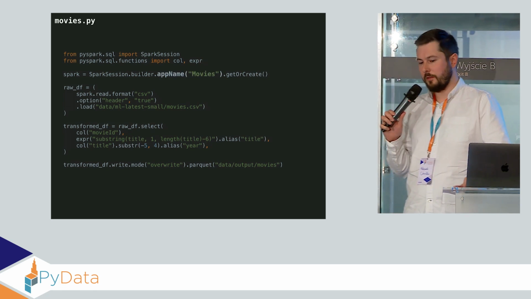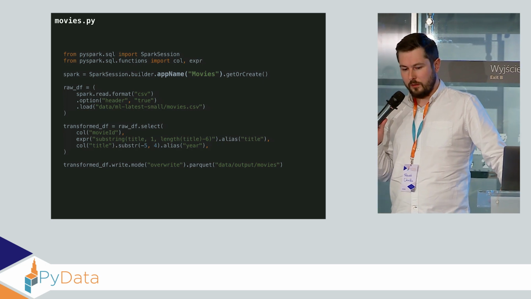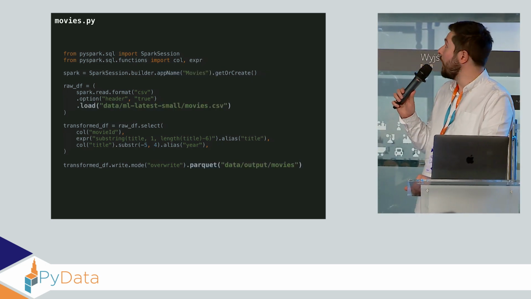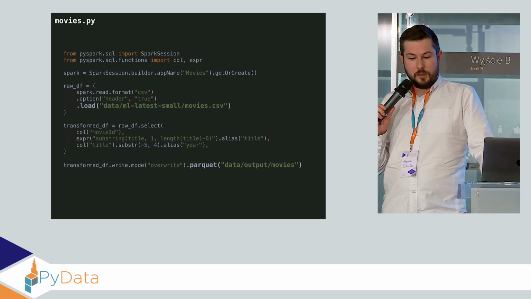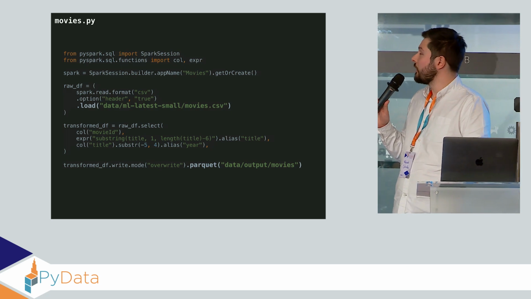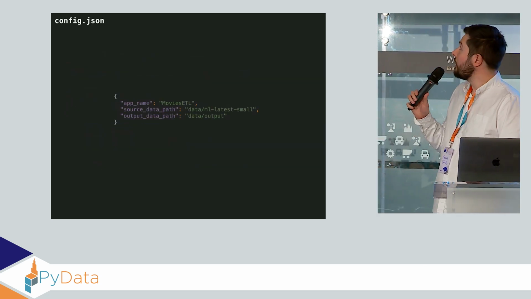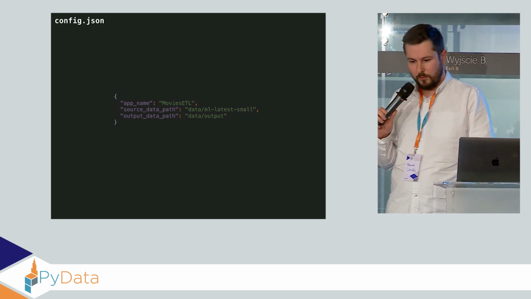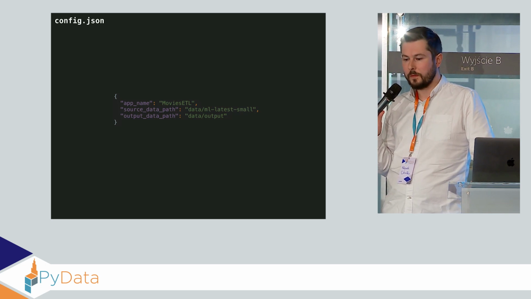And the first thing that comes to mind might be our application name, but most importantly, I believe the input and output paths should be extracted to a separate file. So I'm going to create a separate config file, which I'm going to use, and here's how it looks. This only has these 3 entries: app name, source data path, and output data path.